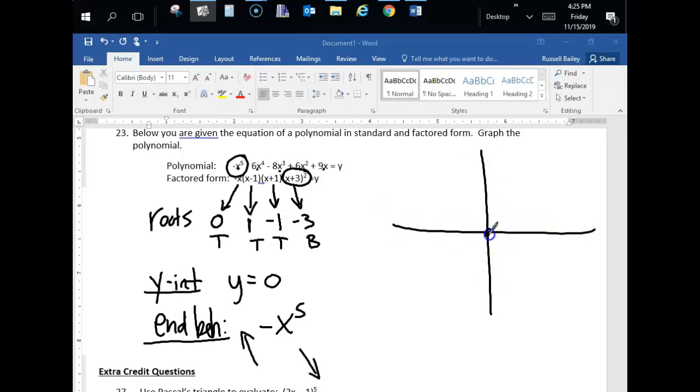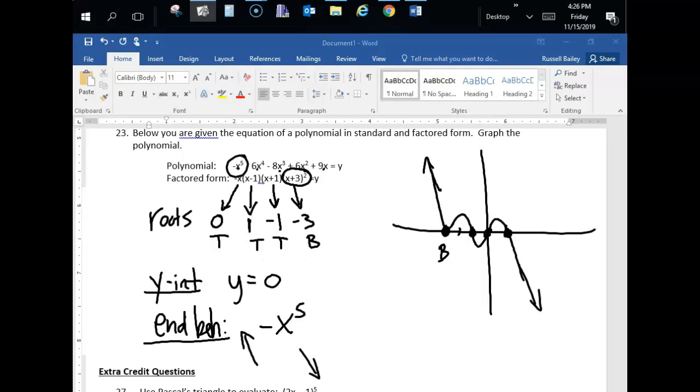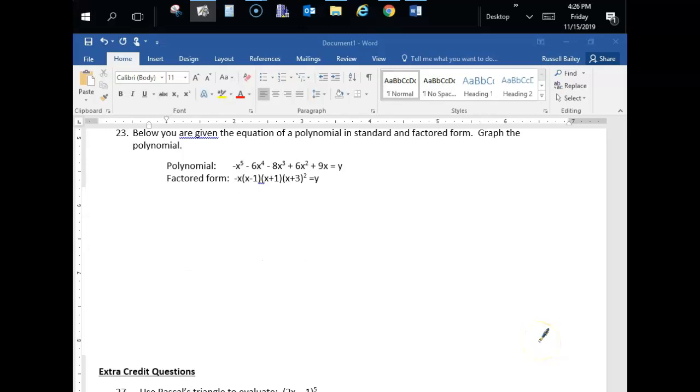My roots are 0, 1, negative 1, and negative 3. My y-intercept is 0, so I don't need to graph that. I've already got it. And then it's up on the left, down on the right. And don't forget to label which one of your roots is a bounce. This one here is a bounce, the -3. So we're going to go down, we're going to bounce, we're going to go through. And there's our graph. That's as precise as we're going to get about it. Okay? Okay, let's move on to, I think, one of our last questions, if I'm not mistaken.